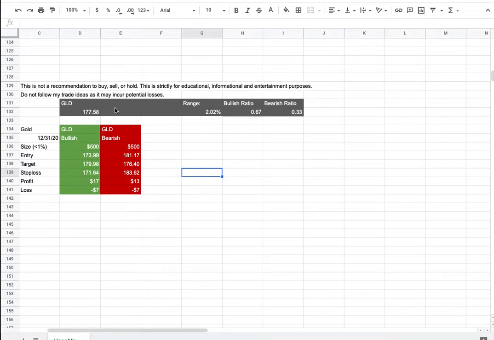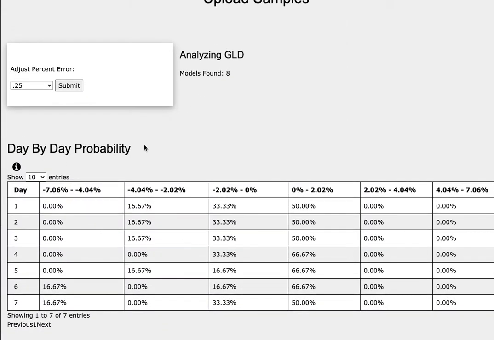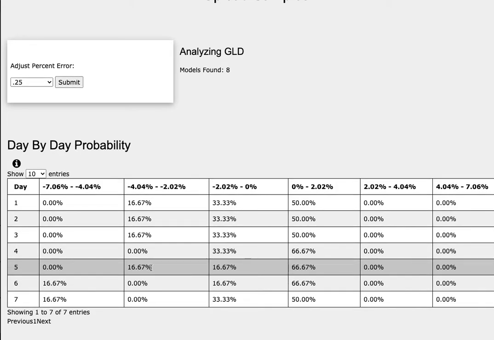So how did I develop these trade ideas? It all comes from the day-by-day probability model, which is available in the link below, so do check it out. As we progress to the 5th day or week of trading, we have a 67% chance for it to climb between 0 to 2%. As for the downside, we have a 17% chance to fall between 0 to negative 2%. And for the extreme case to the downside, a 17% chance to fall between negative 2% to negative 4%.